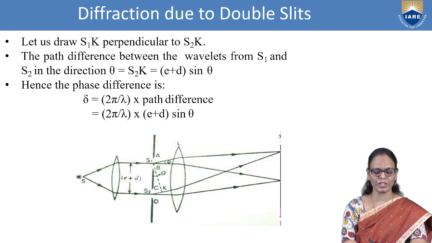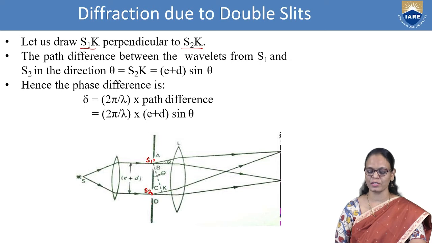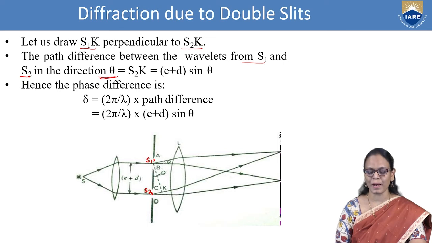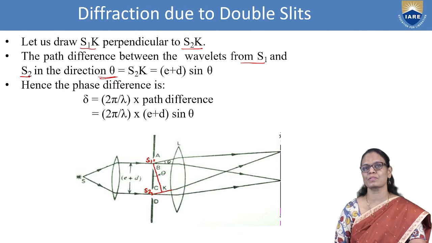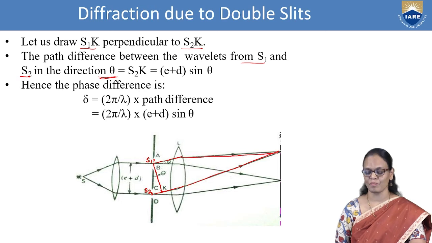For that, we draw S1K perpendicular to S2K. So this is S1, the first source. Because we have considered, let this be a source S1 and this be a source S2 at the center of the slits whose resultant we have got. Now we have to calculate the path difference between the wavelets from S1 and S2 in the direction theta. For that, we have dropped a perpendicular from S1 onto S2K. So S1K is the perpendicular onto S2K. From this plane S1K, whatever the path traveled by the rays is the same. So the difference here is only S2K.